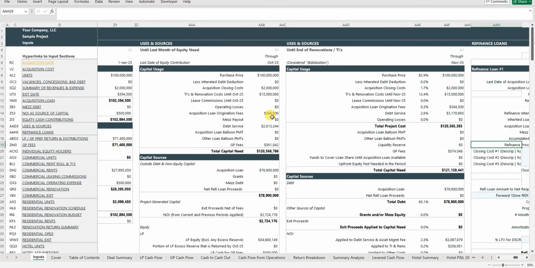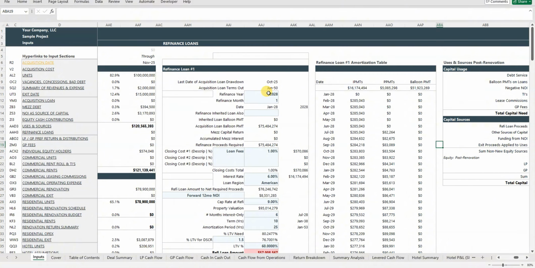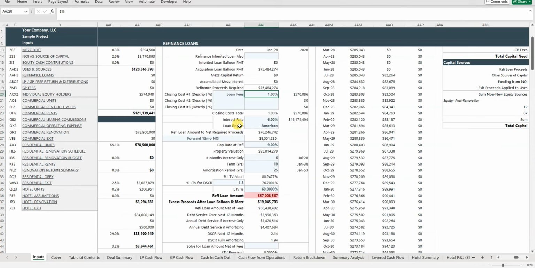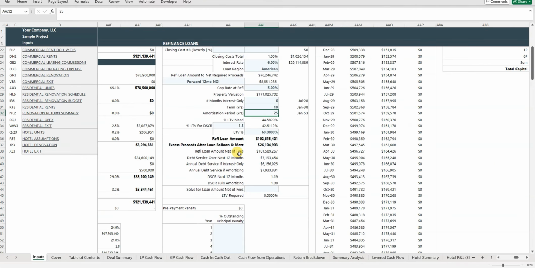Some summary uses and sources. I can say we're going to do a refinance in January 2028 with a 1% closing cost. I'm going to say a 6% rate. Make this just like the exit cap, say an exit cap of 5% at the refi. Get 6 months of interest only, or a 25-year AM.